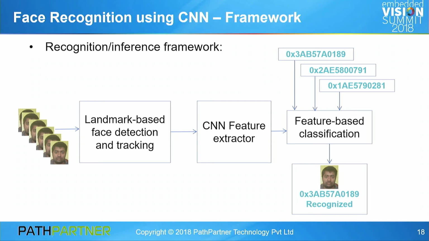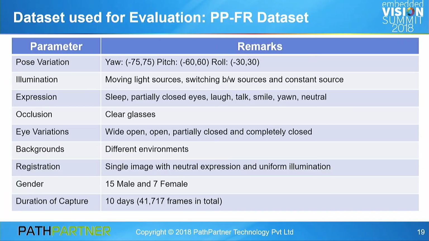And further, I also have the feature vector that are generated during the registration phase. So given this, I'll be able to classify and define which subject it belongs to. Now, we want to profile this model on the publicly available data sets. But as we observe, we do not see any data set that can clearly demark between illumination variation, pose variation, expression, and occlusion. So that's why we have come up with our own data set, PathPartner face recognition data set.